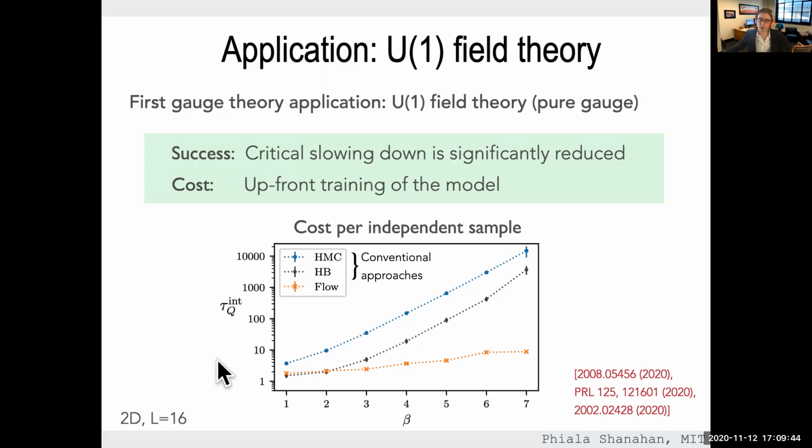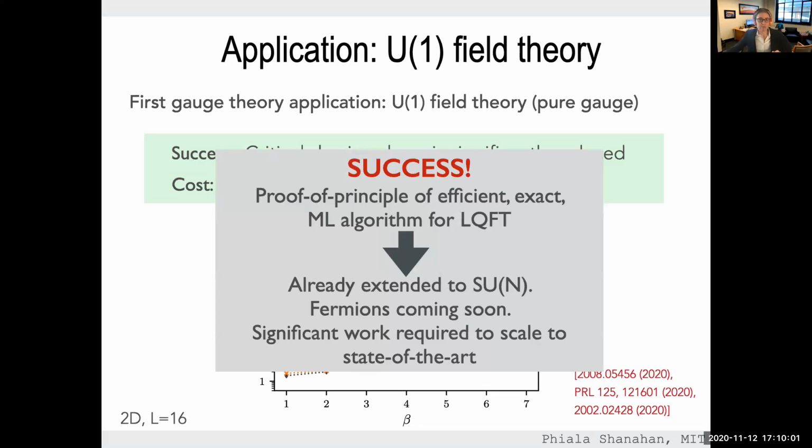And I should say that this is a fair comparison in sampling. The cost of one sample from HMC and the flow model is about the same. Heat bath is a bit cheaper, maybe a factor of 2, but you still have genuine orders of magnitude more efficient sampling through the flow model. So this is really a success. This is a proof of principle of an efficient, exact machine learning algorithm for sampling in lattice field theory.